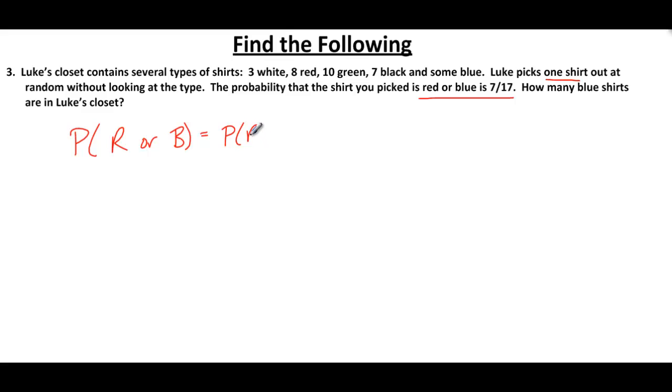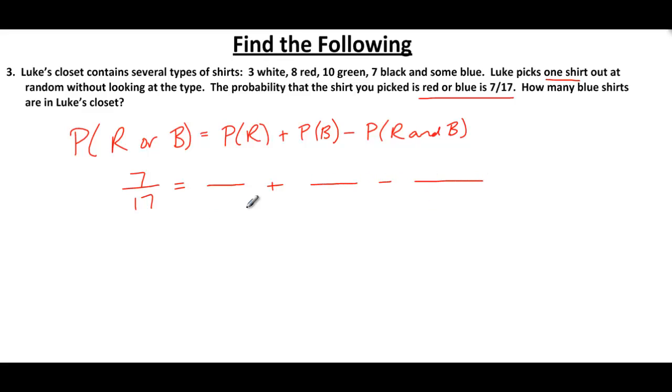equals the probability that it's a red shirt plus the probability that it's a blue shirt minus the chance that there's a shirt in there that's red and blue, because it would have been counted in both categories. So I already know the probability that it's red or blue is 7 over 17. So they actually gave me the left side answer. And I know this is what my formula looks like. So I really need to know the total.